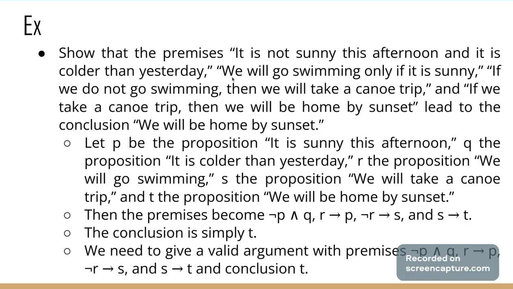That is one premise. We will go swimming only if it is sunny. This is premise 2. If we do not go swimming, then we will take a canoe trip. This is premise 3. And if we take a canoe trip, then we will be home by sunset. This is the fourth premise. So we have 4 premises, and it leads to the conclusion, we will be home by sunset. Okay, let's see whether this argument is valid.